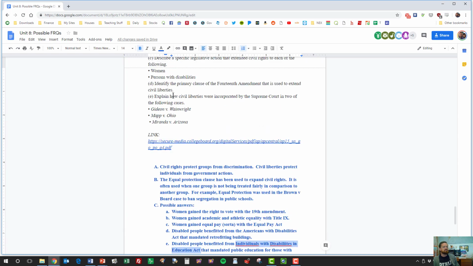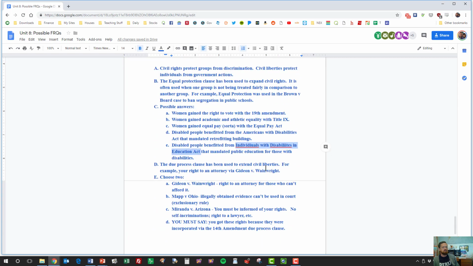Then it asks you what part of the 14th Amendment extended civil liberties, and you're going to say due process. And then we have exactly the same thing we had above. So, peace.